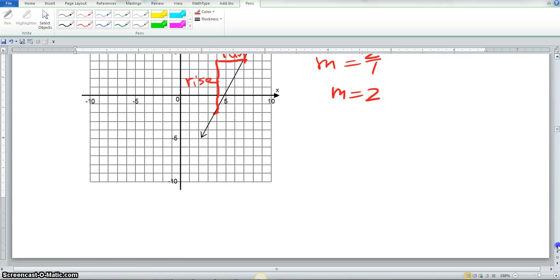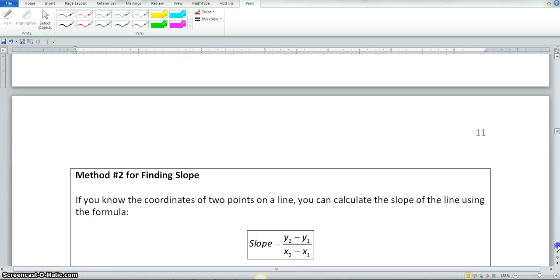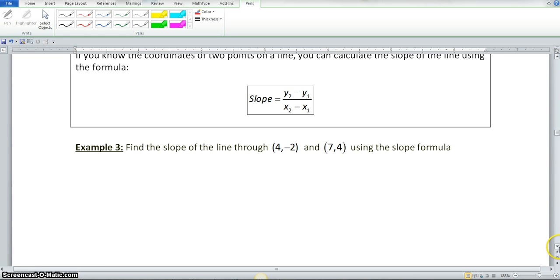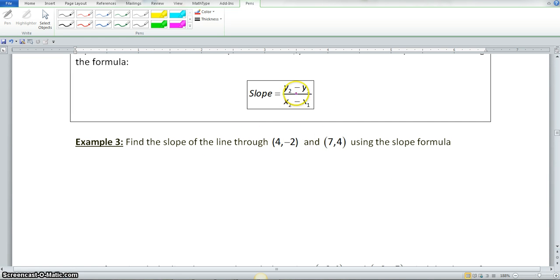So let's scroll down here, or scroll to the next page. We want to do method 2. And method 2 for finding the slope: if you know the coordinates of 2 points on a line, you can calculate the slope of the line using the formula. Slope equals y sub 2 minus y sub 1 divided by x sub 2 minus x sub 1. Now this was covered in Math 031, but let's go over this again.